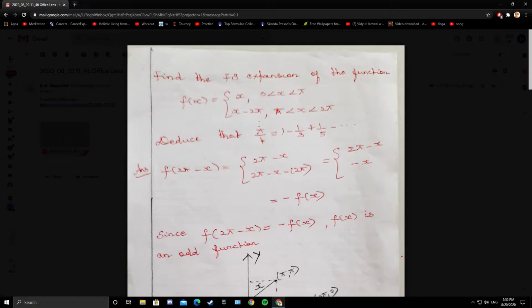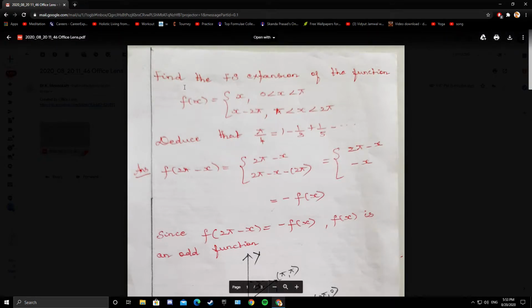Given a function in any interval, the first thing you have to do is to find out whether it is odd or even. There are functions which are odd, which are even, and neither odd nor even. We have done problems from the Fourier expansion of an even function in the open interval 0 to pi, and a neither odd nor even function in the open interval 0 to pi. Now in today's class I am going to discuss the Fourier expansion of an odd function in the open interval 0 to pi.